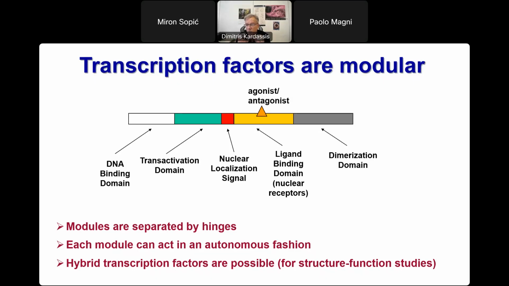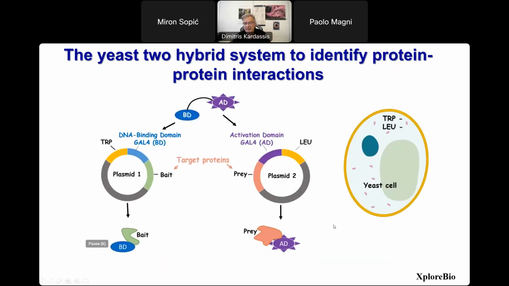The ability to move these domains from one protein to another was very critical in order to characterize these domains. So hybrid transcription factors are possible, let's say for structural functional studies. And this is the example that I mentioned, which is based on the ability of different modules to interact with each other. So this is, let's say, the famous yeast two-hybrid system, which has been used to identify protein-protein interactions.